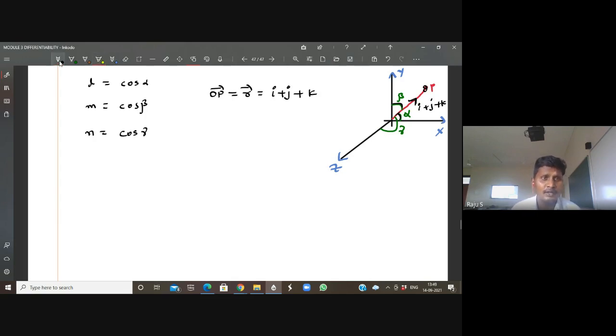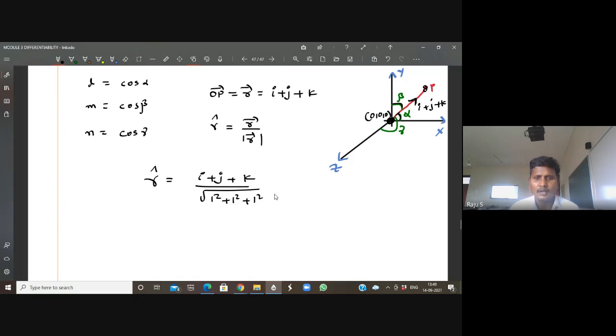No. Whenever they ask you to find the angle between a vector and the coordinate axes, you can do it in two ways. One is to find the unit vector r cap, r cap is equal to vector r by its magnitude. The other way is, taking the origin as 0, 0, 0, the point P is 1, 1, 1. Method 2 is not required because the vector is already given. Whenever you want to find the direction cosines, you must find a unit vector. r cap is equal to i plus j plus k by root over 1 square plus 1 square plus 1 square. So r cap is i by root 3 plus j by root 3 plus k by root 3.